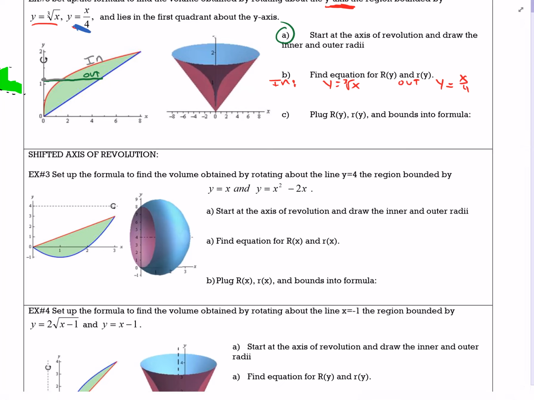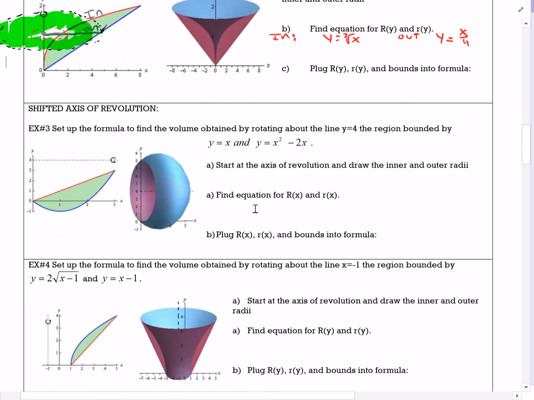So let me redraw this thing. The outer one creates that shape, and the inner one creates this shape, and we're trying to find the area of this piece, which is basically going to be the outer circle minus the inner circle. So I need to find the area of the outer circle, subtract the area of the inner circle, and integrate that, right? The problem is, because I'm going in the y direction, all my equations need to be written in terms of y. So not y equals x, but x equals y.